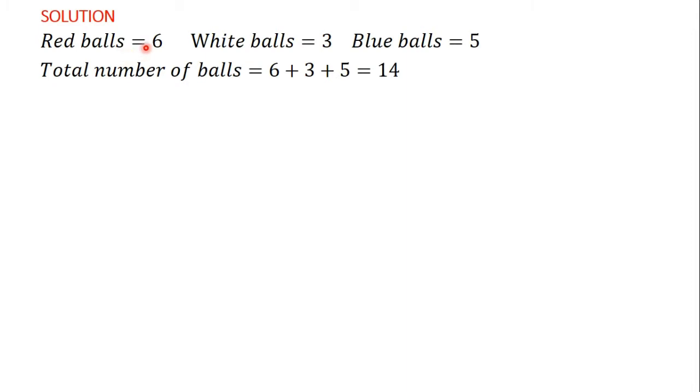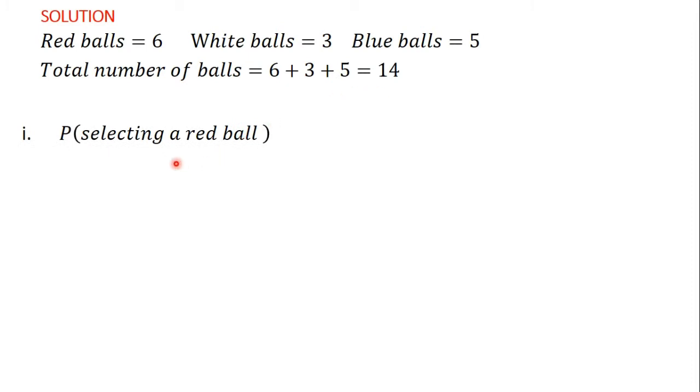So there are 6 red balls, 3 white balls, and 5 blue balls. That means that the total number of balls in the box is equal to 6 plus 3 plus 5, which is 14. So our total number of balls in the box is 14. That means that the total number of members in the sample space is 14.